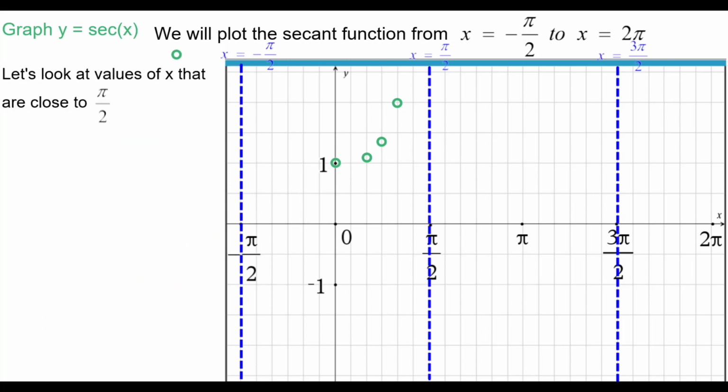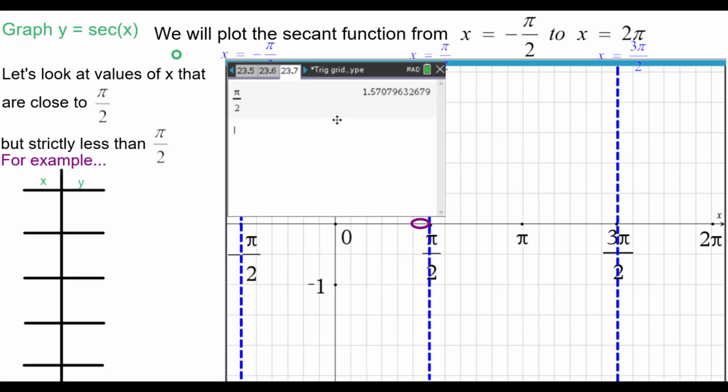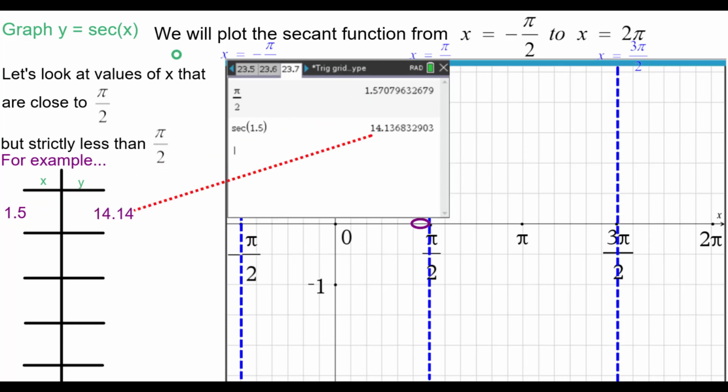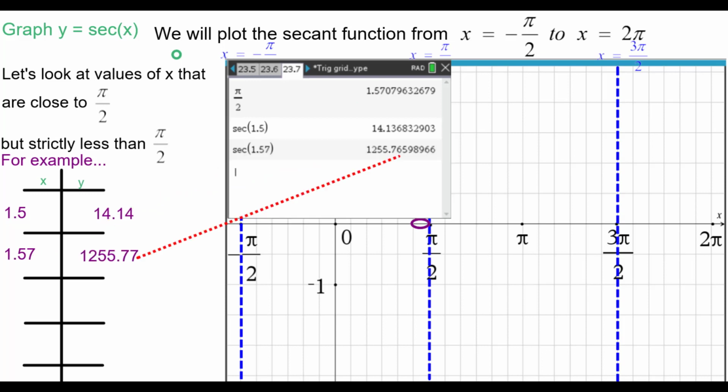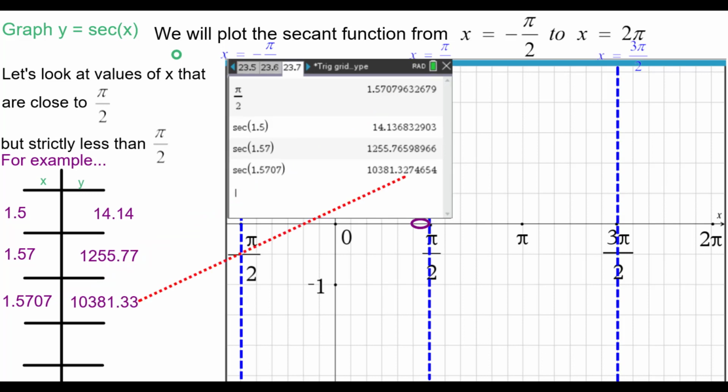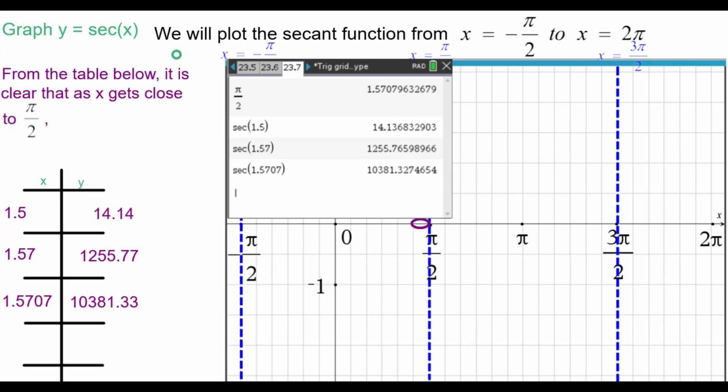Let's look at values of x that are close to x equals pi over 2, but strictly less than pi over 2. For example, pi over 2 is this number to several decimal places, so a number close to that would be 1.5, but less than it. I took the secant of that and got 14 point something. I then tried 1.57 and found the secant of that, and whoa, 1255 point something. Then 1.5707 and 10,000 something. So from the table, it's clear that as x gets close to pi over 2, but smaller than pi over 2, the secant is getting larger and larger.